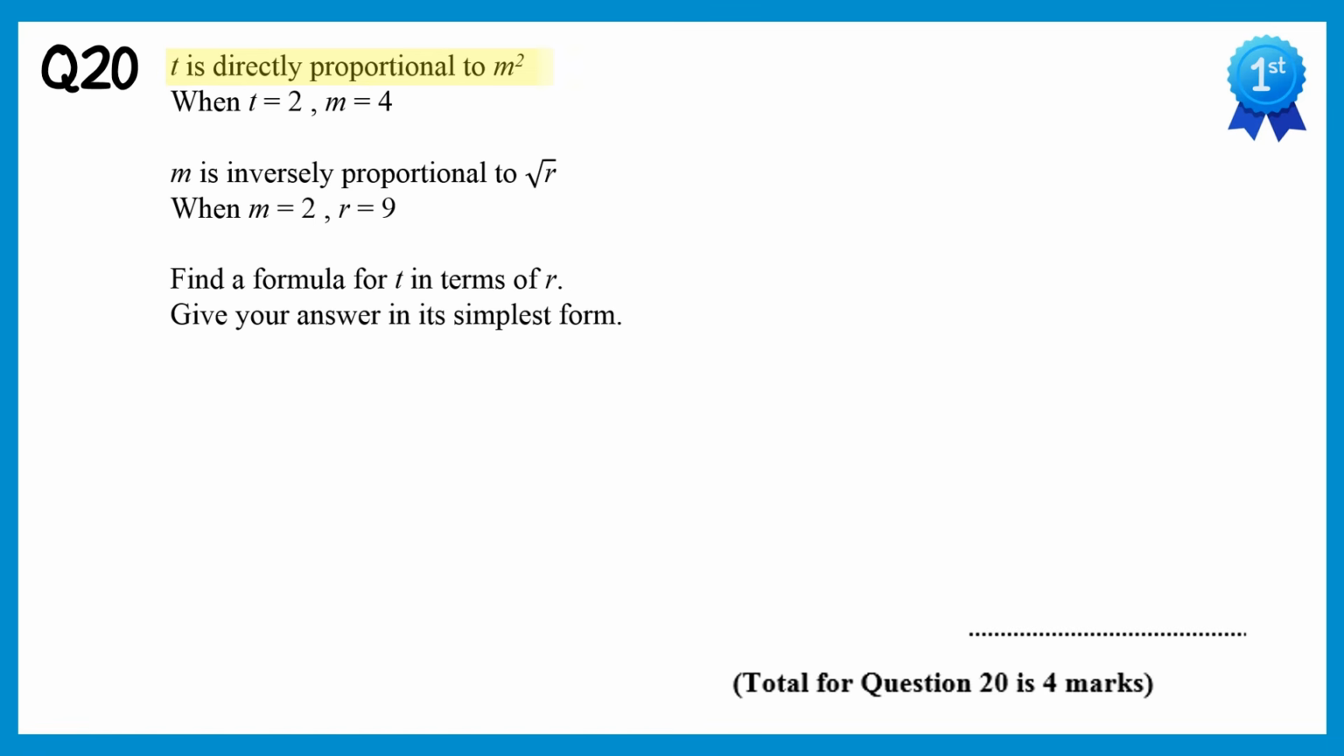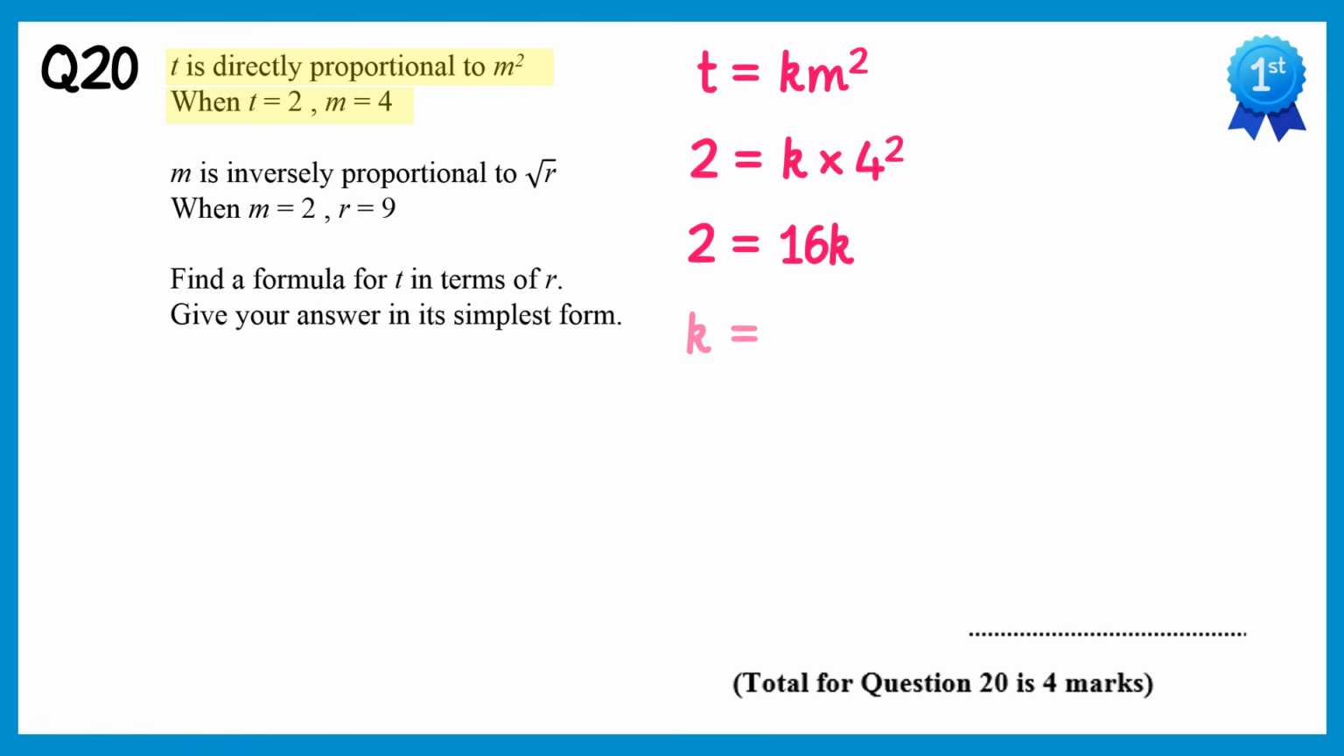We're told here that t is directly proportional to m squared. This means we can write t equals km squared, where k is a number we need to find. We're also told that when t is 2, m is 4, so we can substitute those numbers in. So t is 2, so 2 equals k times m squared, but m is 4, so 4 squared. If we then write this out again, 2 equals 4 squared is 16, and k times 16 is 16k. If we divide both sides by 16, we get k equals 2 over 16, which simplifies to 1 over 8. So now we've found k, we can write the formula out again, t equals km squared, but replace k with an eighth, so t equals 1/8 m squared.